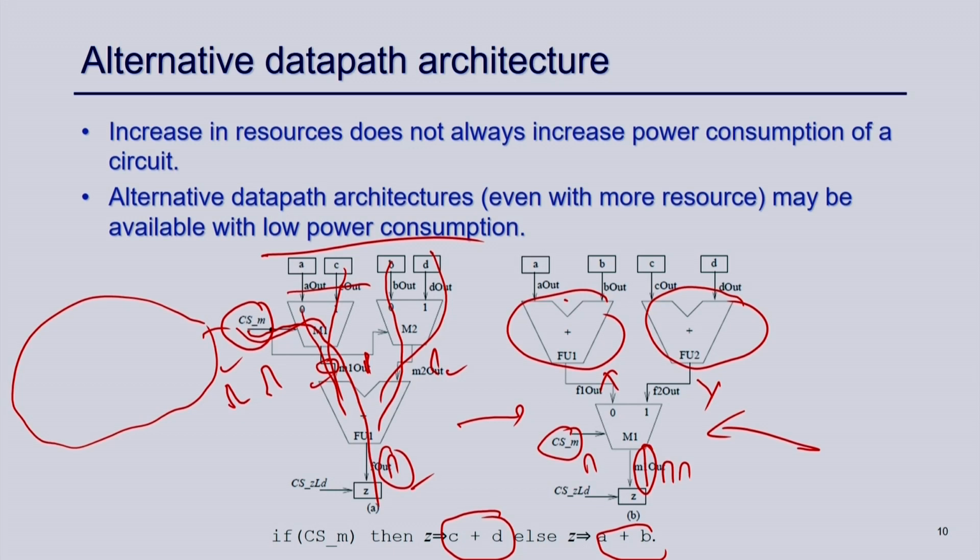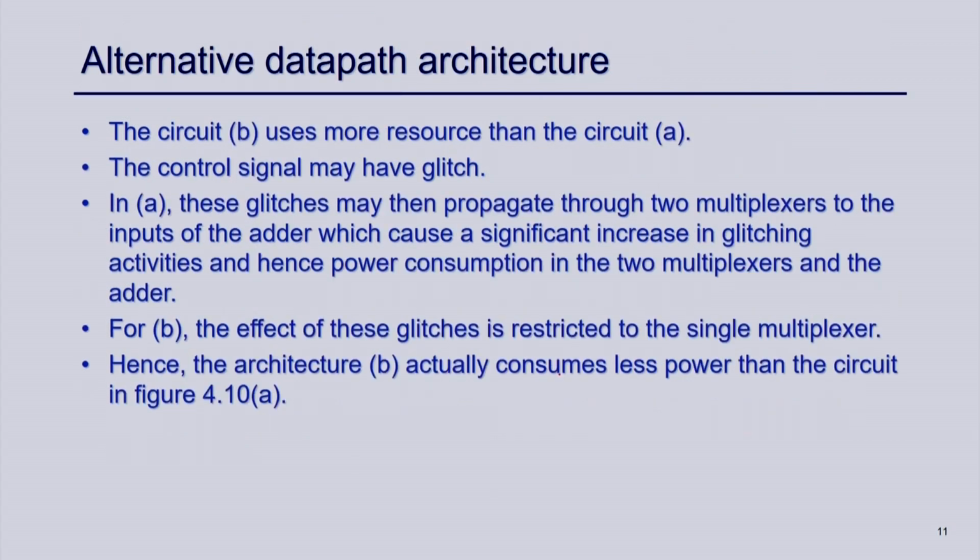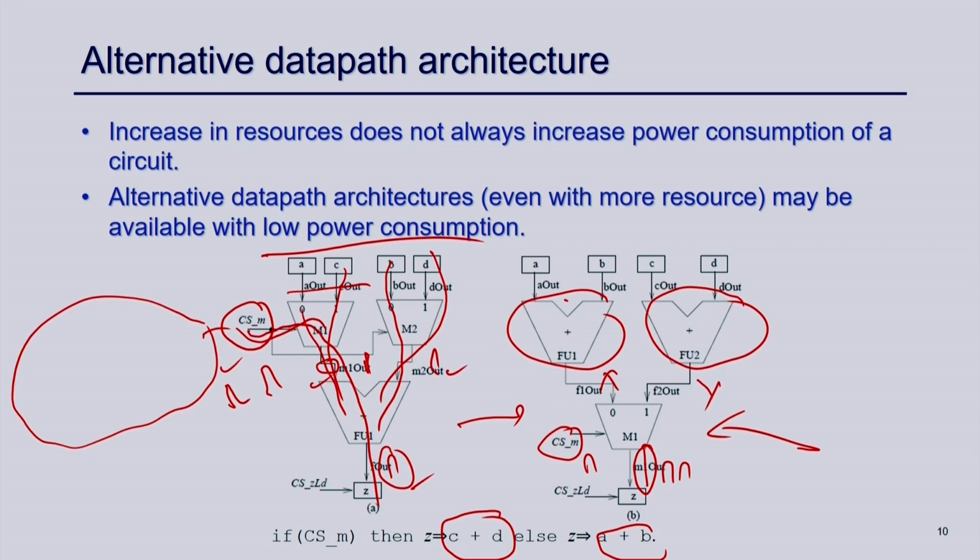So, this is one RTL transformation we talked about, which also achieves less power. Okay. So, we will move to the next technique, which is called restructuring the multiplexer network just to eliminate glitchy signals, right. As I mentioned in the previous example also, this control signal CSM is glitchy, because of that it is propagating to the data path and creating a lot of glitches in the data path as well.